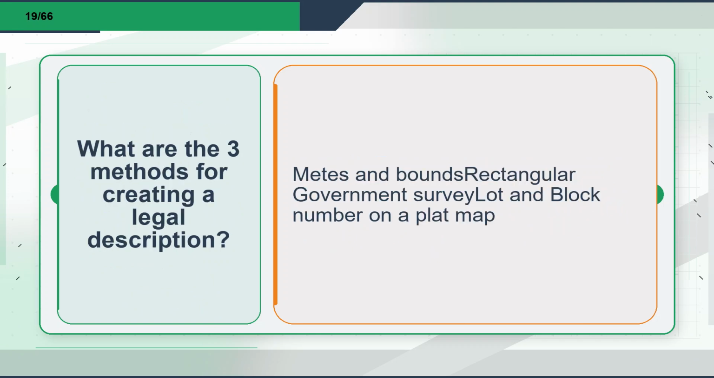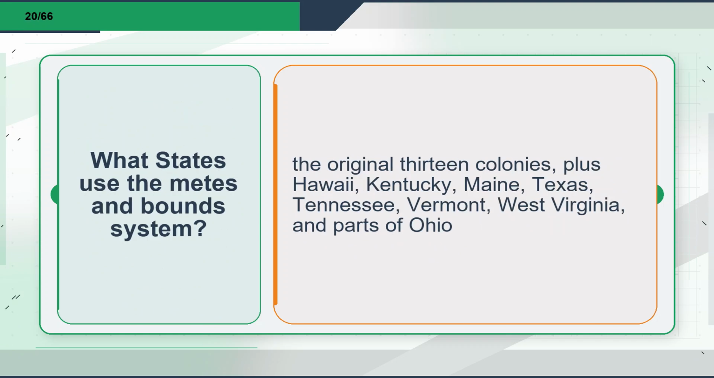Flashcard 19. Term: what are the three methods for creating a legal description? Definition: metes and bounds, rectangular government survey, lot and block number on a plat map. Flashcard 20. Term: what states use the metes and bounds system? Definition: the original 13 colonies, plus Hawaii, Kentucky, Maine, Texas, Tennessee, Vermont, West Virginia, and parts of Ohio.